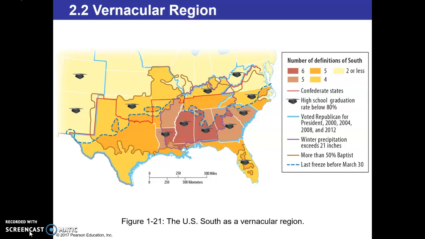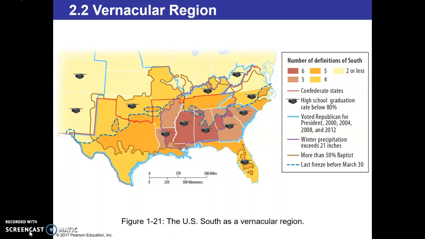Lastly, let's talk about vernacular region or perceptual region. Remember, this is an area that people believe exists as part of their cultural identity. As an example of a vernacular region, Americans frequently refer to the South as a place with environmental and cultural features perceived to be quite distinct from those of the rest of the United States.